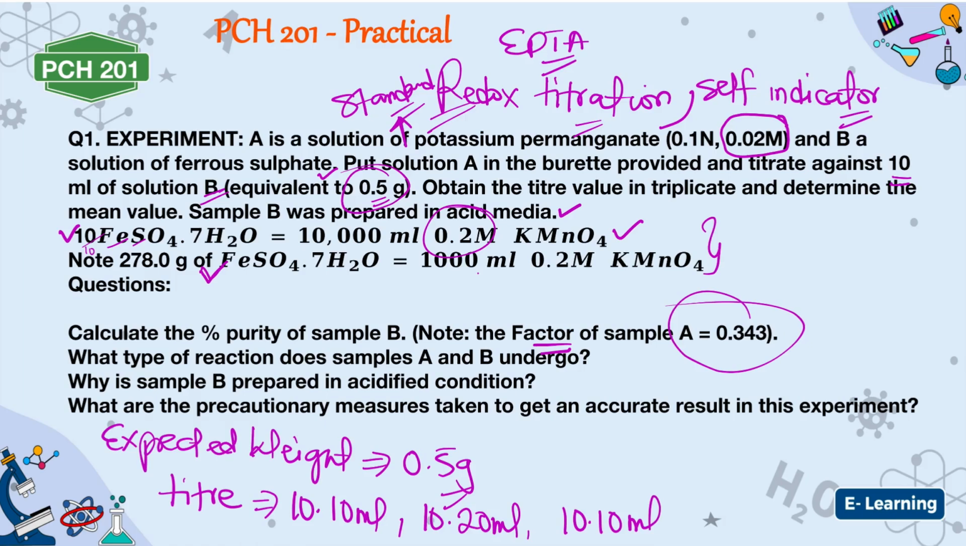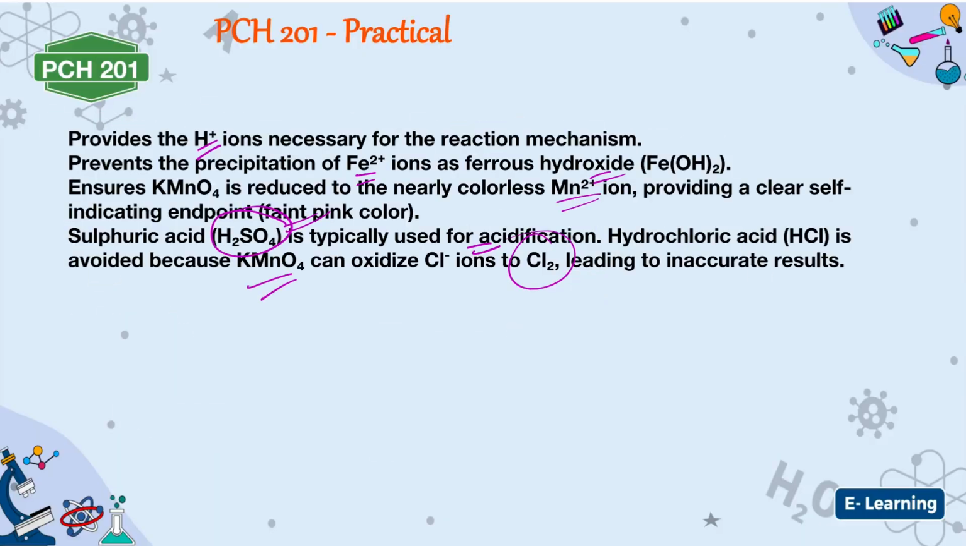Is that okay? Now, how about a situation where the factor was not given to you? Let me see what you should do in that case. But most times, that factor will always be given to you. For this particular experiment, it's always given. But if the factor is not given to you, my dear student, you'll be given something like this.